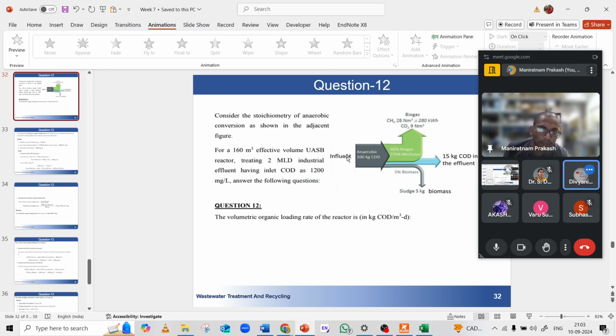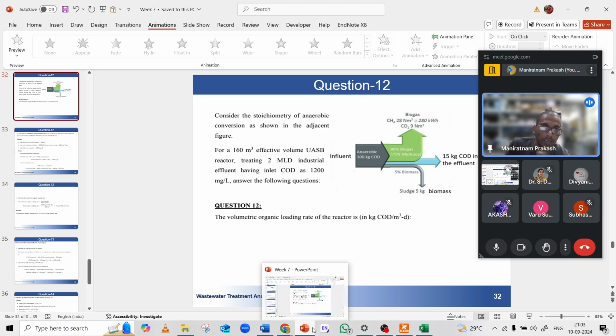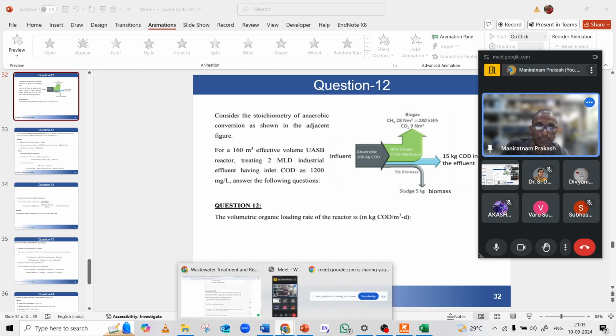Here it is saying 100 kg COD. There you can just imagine 1 kg COD is there, and it's simple. Same question is there. It's just a different way of representing it.